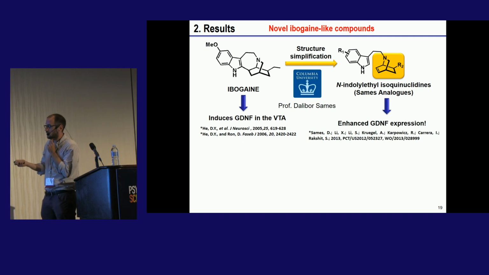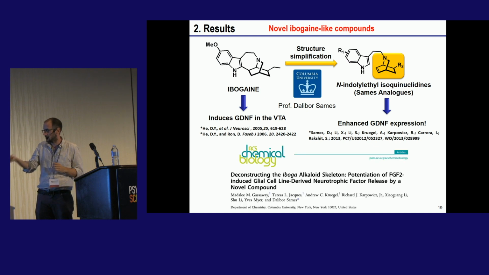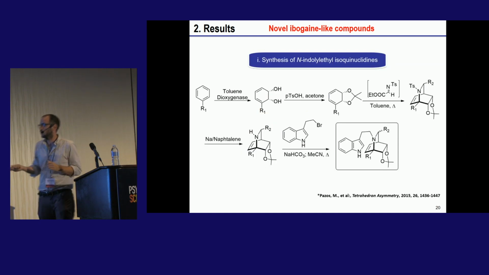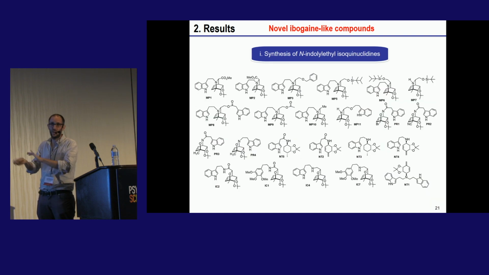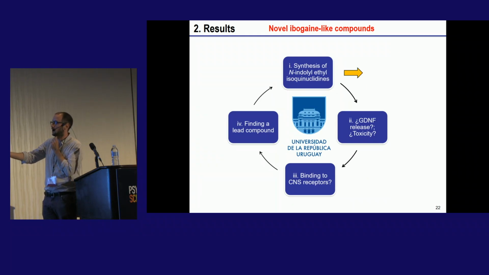This GDNF expression was tested in some cells that are used as a model. So we need to check this too, but this is a very good finding. This is the paper. So we use organic synthesis to do this. We use this methodology. I will not go into organic chemistry because you're going to hate me. We prepare a lot of compounds, and this is the strategy that we are going to use. We have prepared a lot of compounds.